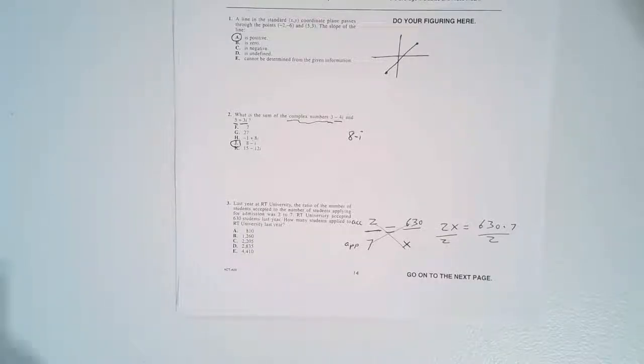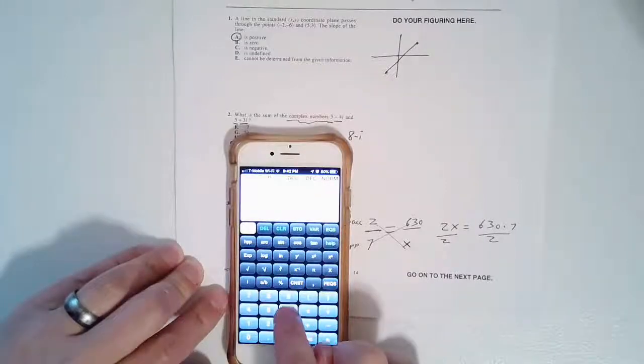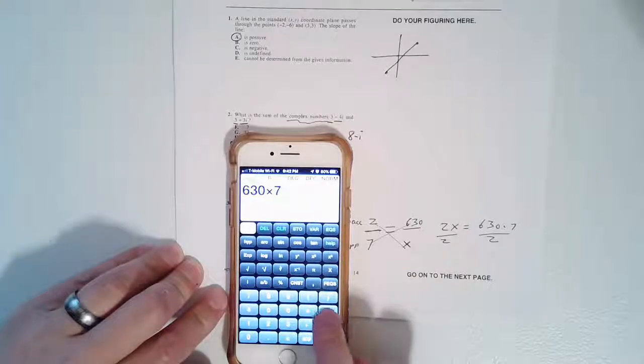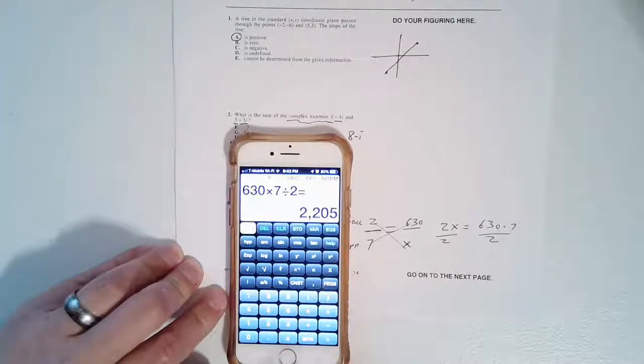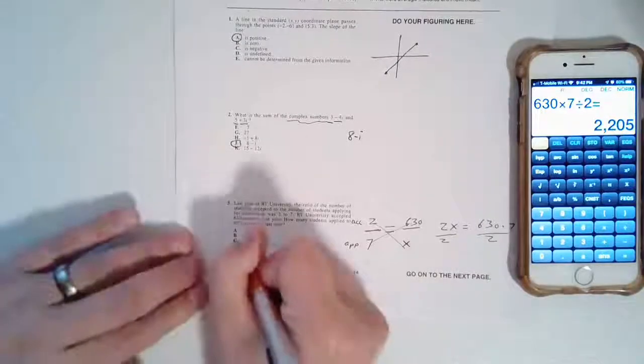So get out my trusty calculator here and do 630 times 7 divided by 2, and the answer is 2205, which is C.